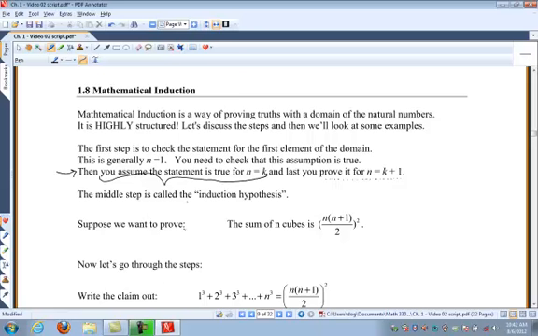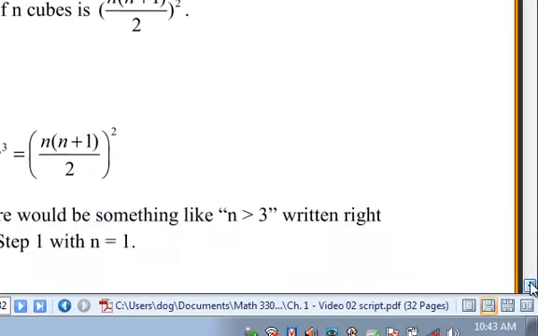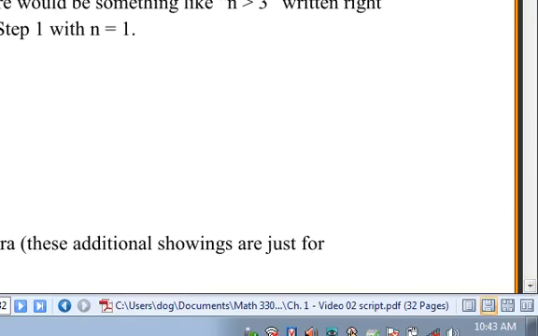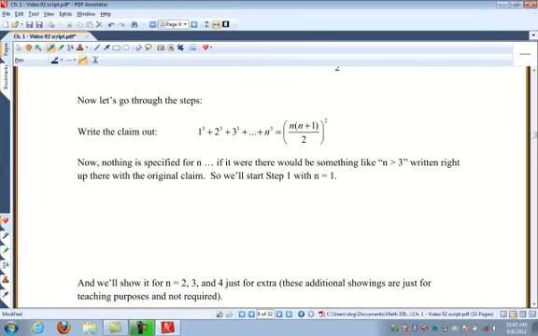Suppose we want to prove this sentence. Here's our sentence: the sum of n cubes is n times n plus 1 divided by 2, quantity squared. Well, first off, let's get it into math. Write the claim out. The sum of n cubes is 1 cubed plus 2 cubed plus 3 cubed plus ... plus n cubed equals n times n plus 1 over 2, quantity squared.